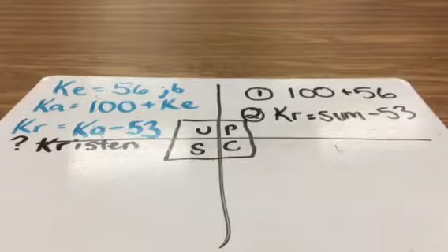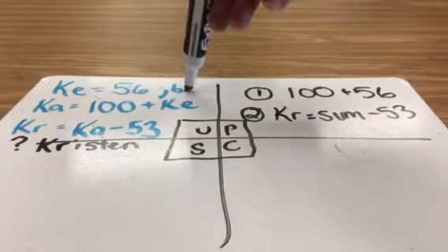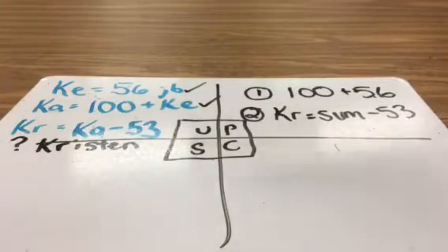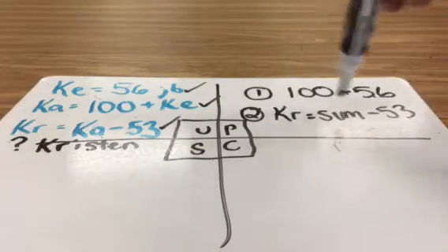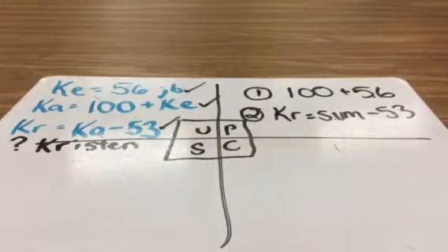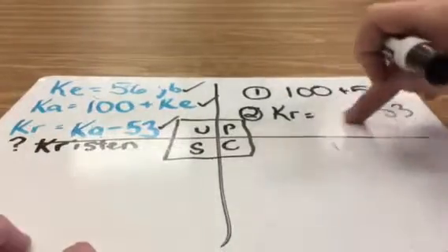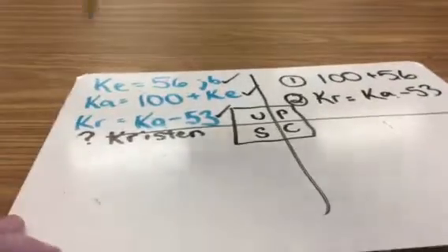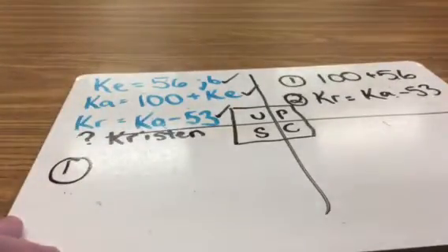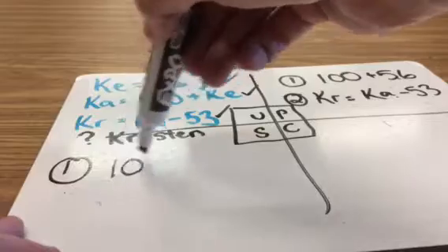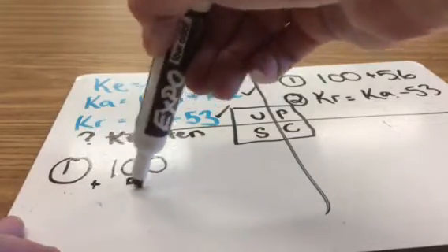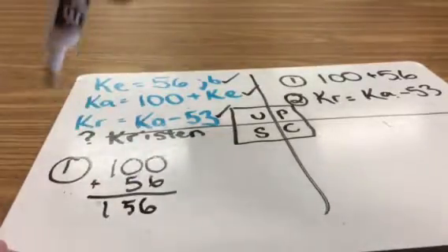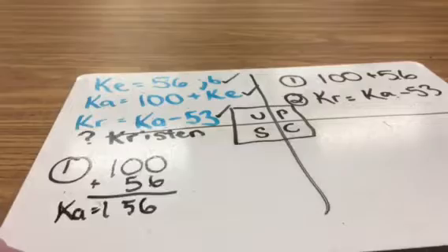And that takes care of each person's information. So Kennedy, Kayla has 100 more than Kennedy, and Kristen has 53 less than Kayla. So really this is kind of like Kayla, but it's also the sum. Okay, so first we're going to start with step 1 when we solve. 100 plus 56. You might be able to do this in your head because of the zeros, which is good. So we know that Kayla has 156.